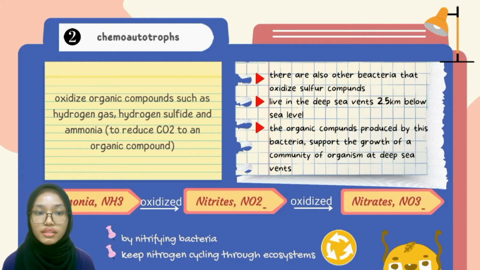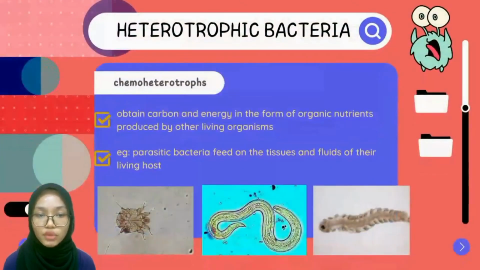And there are also other bacteria that oxidize sulfur compounds, and they live in the deep sea, which is around 2.5 kilometers below sea level. These bacteria are important because the organic compounds produced by them support the growth of a community of organisms at deep sea vents. Next, we will proceed with heterotrophic bacteria, which is chemoheterotrophs.